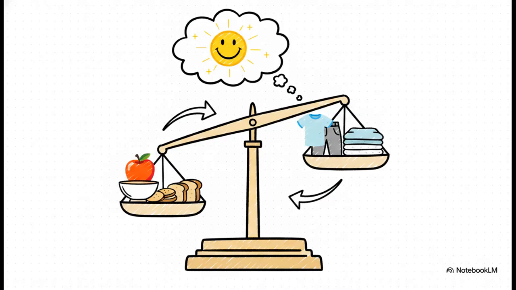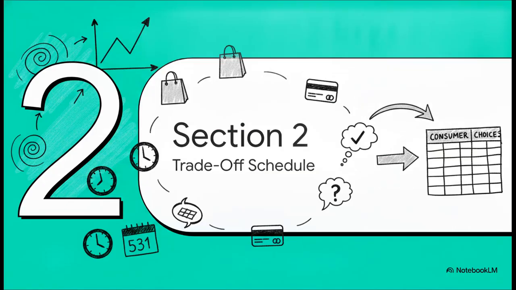To translate this textbook definition into the real world, we're going to look at just two specific commodities to keep things simple: food and clothing. Just imagine you have a certain amount of both, and we want to figure out exactly how you might trade one for the other, all while keeping your overall lifestyle satisfaction exactly the same. Let's move on to section 2, the trade-off schedule.